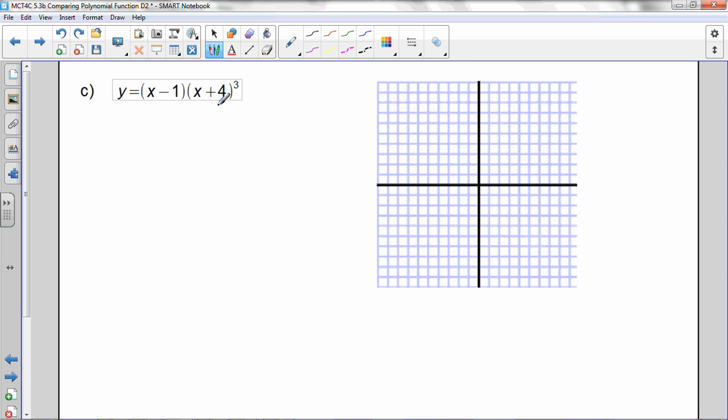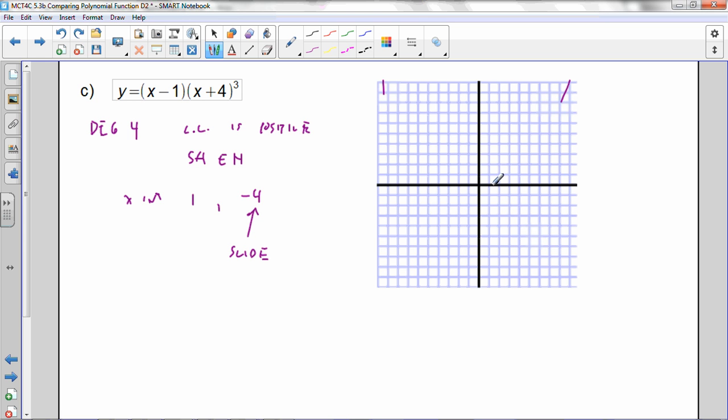One bracket there, and this 3 means there's like 4 brackets there. So this is degree 4. Leading coefficient is positive. So I know it's going to start high and end high. Then I've got x-intercepts 1 and -4. And this one is a triple root, which is a slide.